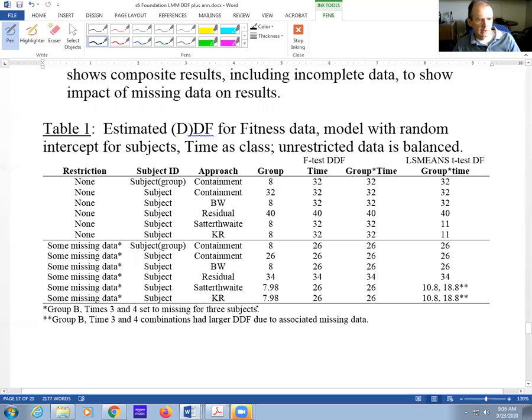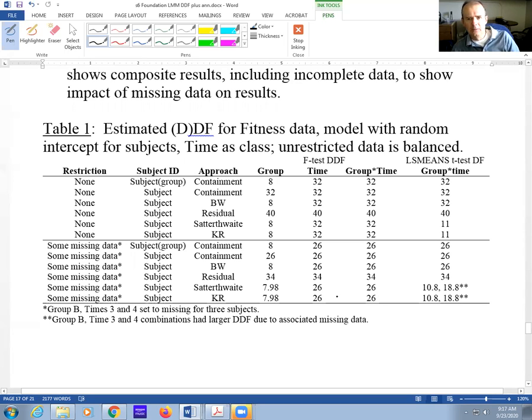And so here you can see that the test for group makes sense. They're slightly conservative, it's a little bit less than 8. Why is it 7.98? I'm not exactly sure, but I do know that these methods tend to be a little bit more conservative. So that's why we have slightly lower degrees of freedom for group. And for time and group by time, you can also see that they're a little bit lower.